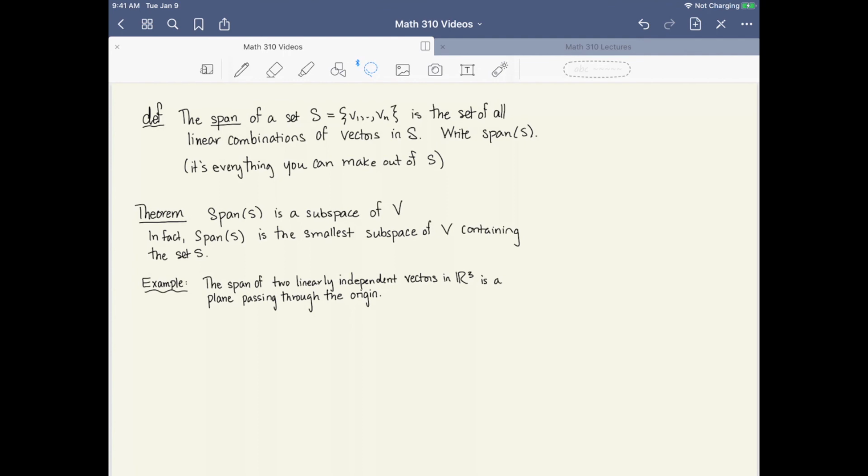So I won't prove this theorem here, but if you would like to do this as an exercise, what you would be doing is formally checking 3 things. You would want to show that the span of S is non-empty. You want to show that it's closed under vector addition, meaning you would take 2 vectors in the span and make sure that their sum is in the span. And you would want to show that it's closed under scalar multiplication.